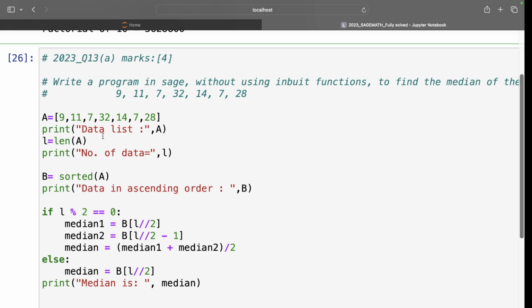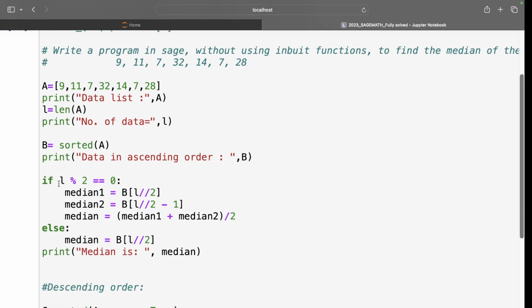Print data list A. L is the length of A, that is the number of data. Print the number of data L. B equal to sorted A. Sorted is the inbuilt function, so sorted A means B is another list, in ascending order, of the entries of A.